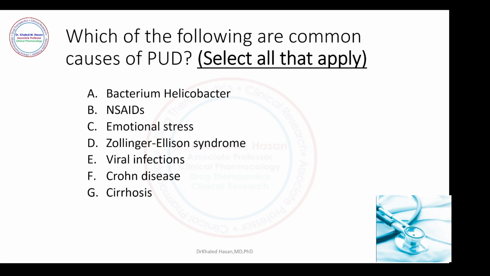Okay, which of the following are common causes of peptic ulcer disease? Select all that apply. I will start from the last one. Cirrhosis, yes or no? If you said no, you are correct. Crohn disease, yes or no? Not a common cause, no. Viral infections, no. What about emotional stress? Yes. What about NSAID? Yes. And Helicobacter pylori? Yes. Zollinger-Ellison? No, it's not common. It could be a cause, but it's rare.